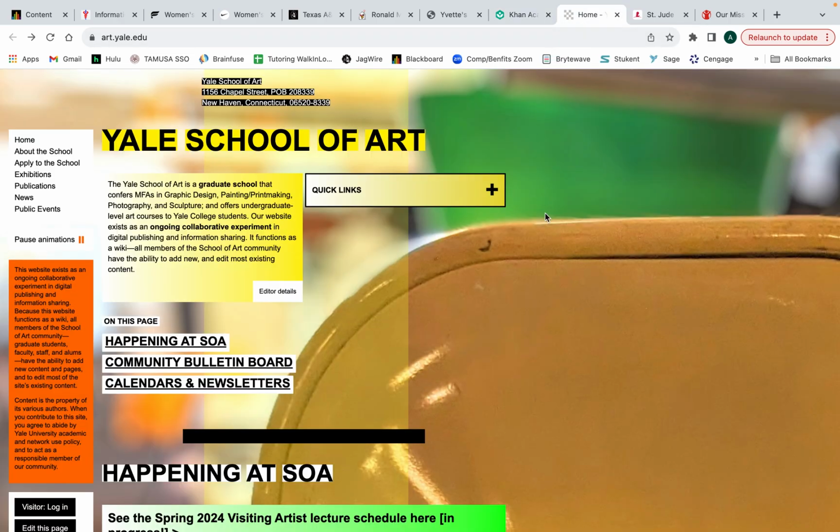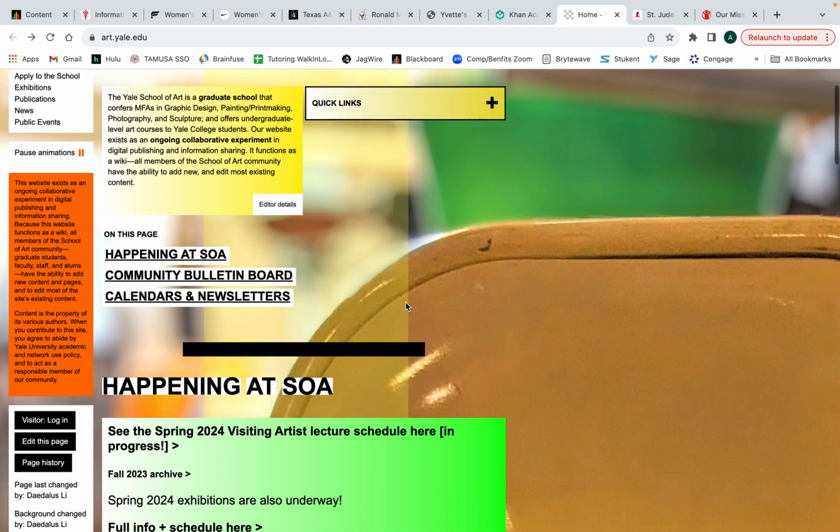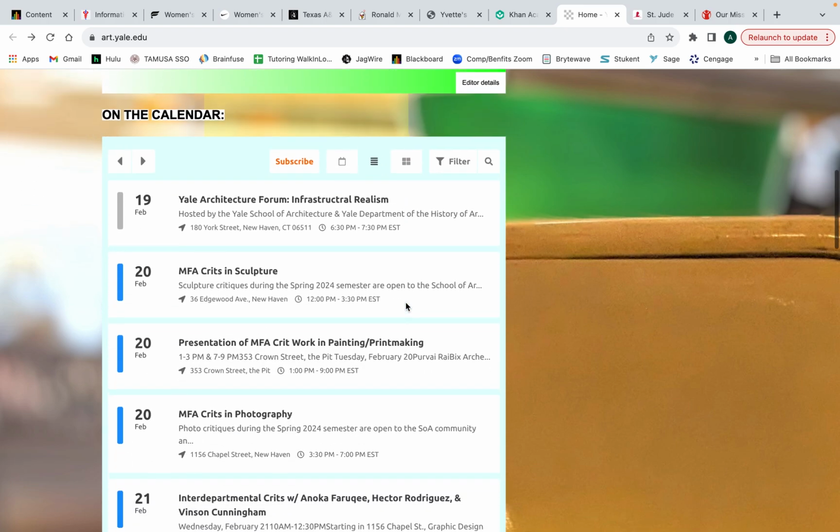The website for Yale School of Art in Connecticut, however, does not have any consistency throughout the page. There's a lack of a logo, and the shapes and colors are totally inconsistent, really just conflicting all over.